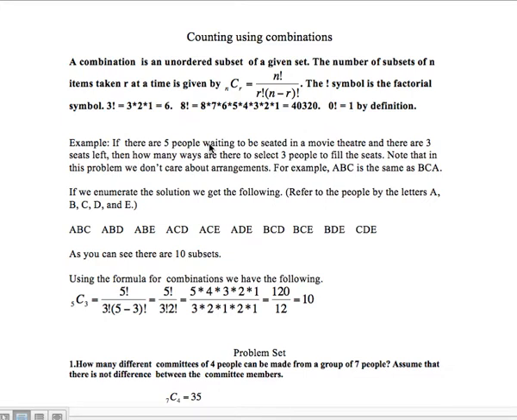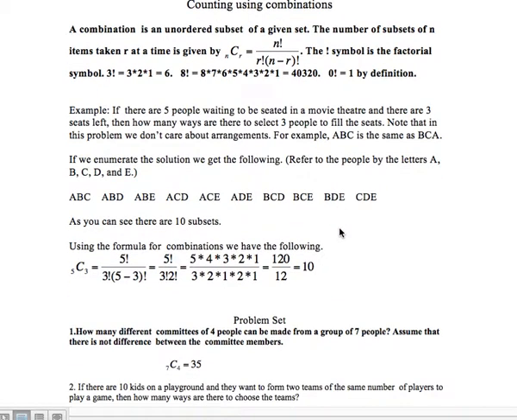Now we're going to talk about combinations. A combination is an unordered subset of a given set. In other words, unlike permutations, with combinations you don't care about ordering or arrangement. The number of subsets, or the number of unordered groups of a given set, is given by the formula nCr, where nCr is n factorial over r factorial times n minus r factorial.